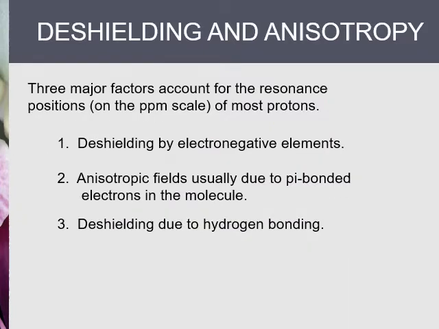frequencies. Similar to carbon-13, several major factors account for the resonance positions of most protons. Number 1 is deshielding by electronegative elements. You may remember, the shielding effect is due to the electron clouds close to a nucleus. When an external magnetic field is applied, the motion of electron clouds induces a magnetic field that opposes the applied field. The nucleus is shielded by the electron cloud from the applied magnetic field, and therefore a stronger magnetic field is needed for the resonance to occur.